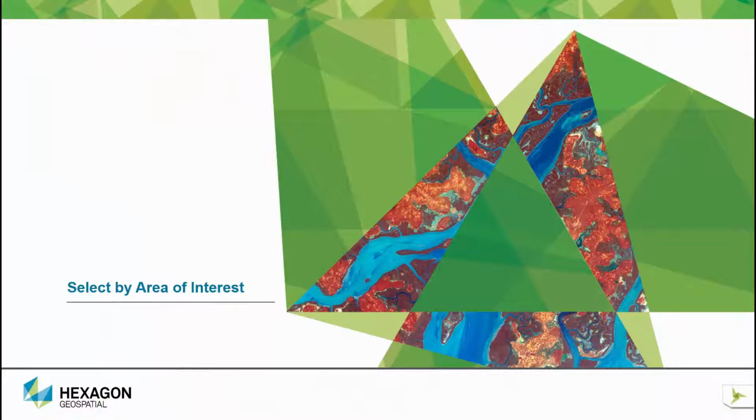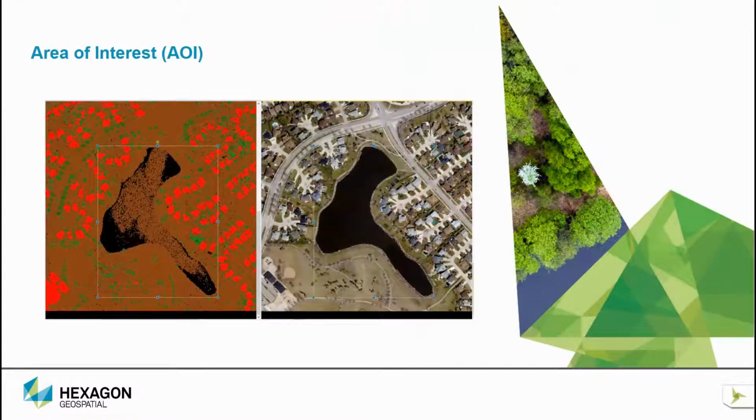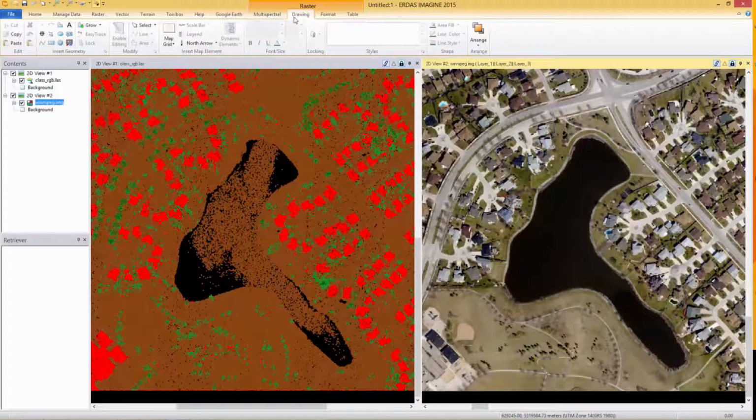Finally, let's see how to reclassify using the Select by Area of Interest tool. To identify a particular type of land use or classification from a satellite raster image, you can create an area of interest, or AOI. The AOI in this image is comprised of a shape containing pixels of similar value or color to represent a particular type of land use. Here, we'll reclassify the points in the lake to represent water instead of ground.